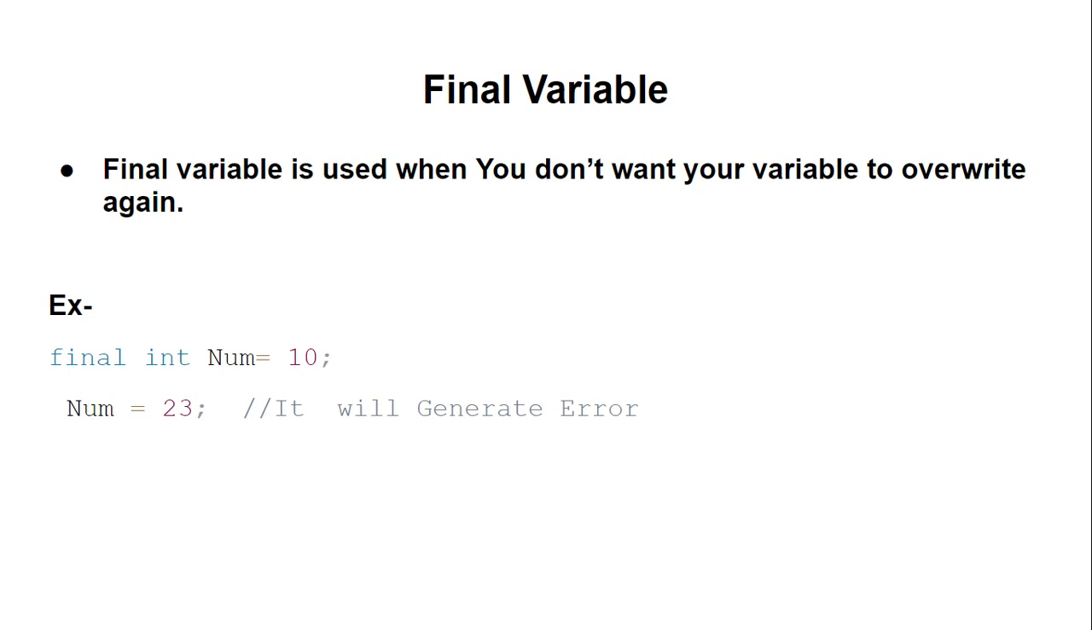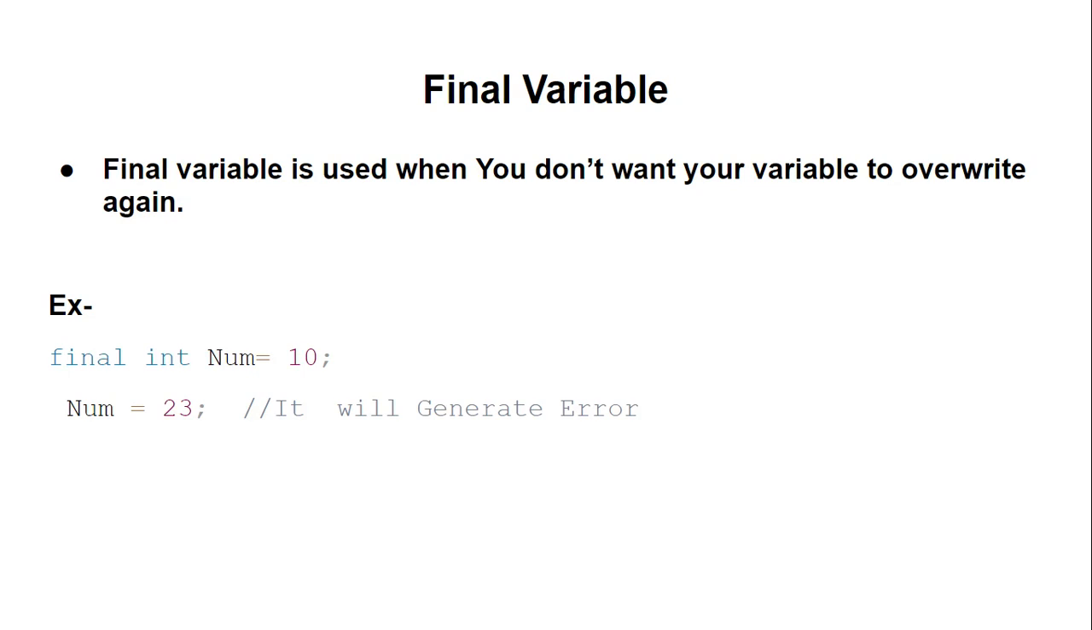A final variable is used when you don't want your variable to be overwritten again. And how do we declare a final variable in the Java programming language? final int num is equal to 10. To declare final, you need to write the final keyword, then int shows that num has integer type data. num is equal to 10.